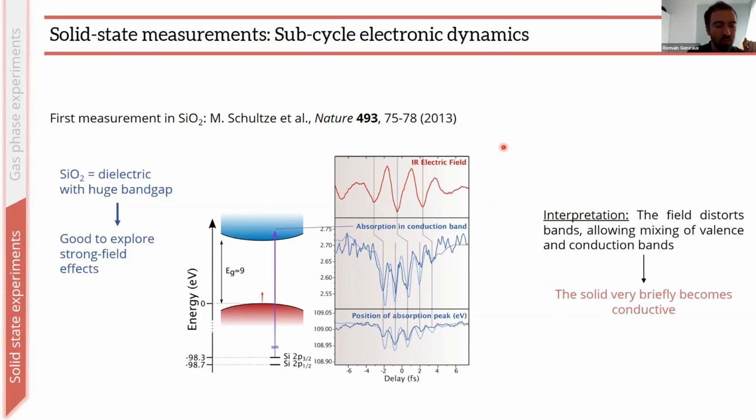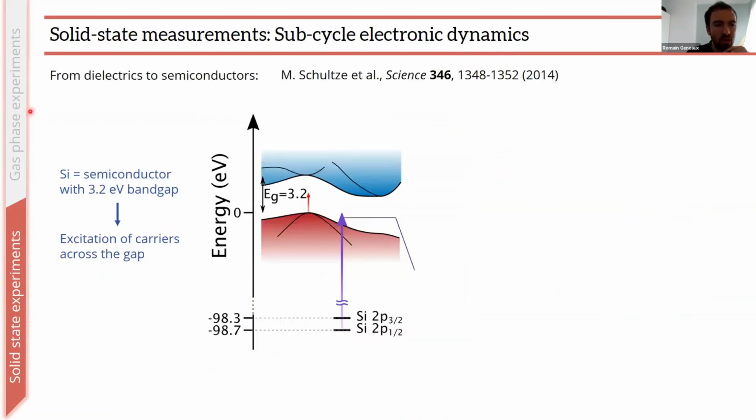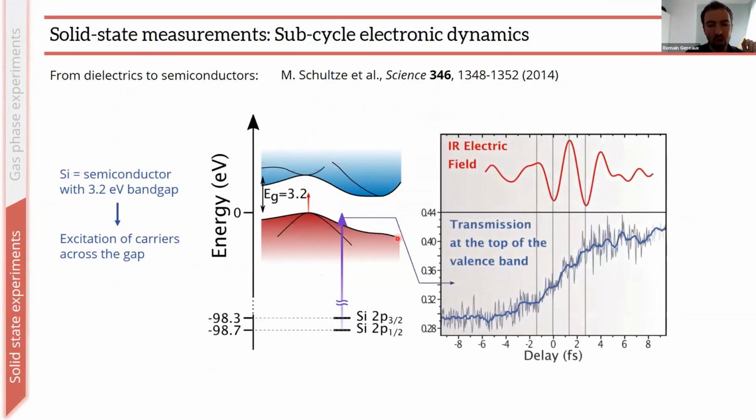Then I can show you some more. For instance, now a pretty normal route was to go towards semiconductors, so go towards solids with a smaller band gap. For instance, silicon that I've shown here has a 3.2 eV band gap. And so this paper was done a year later by Martin Schultz, and this was at Berkeley. The difference between the SiO2 and the silicon is that now the pump can actually excite across the band gap.